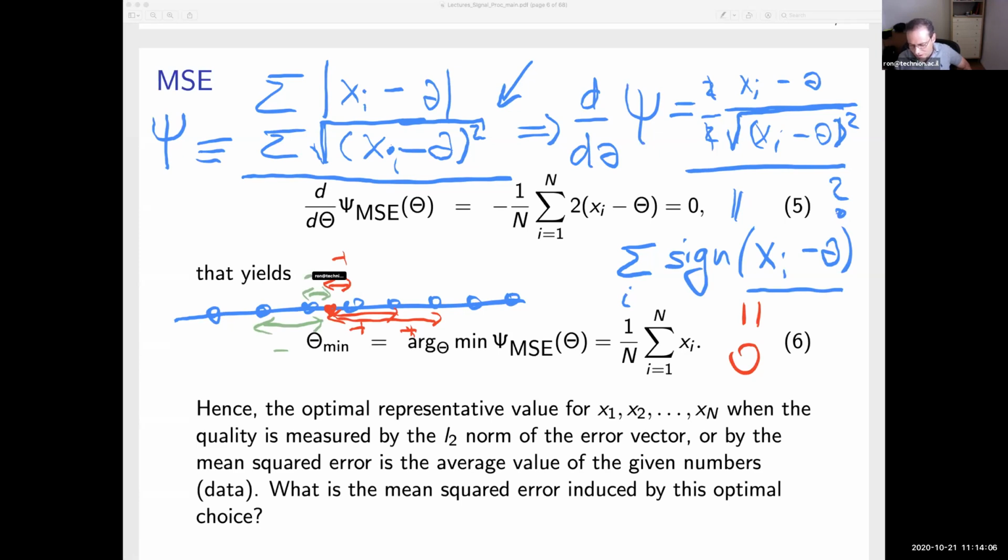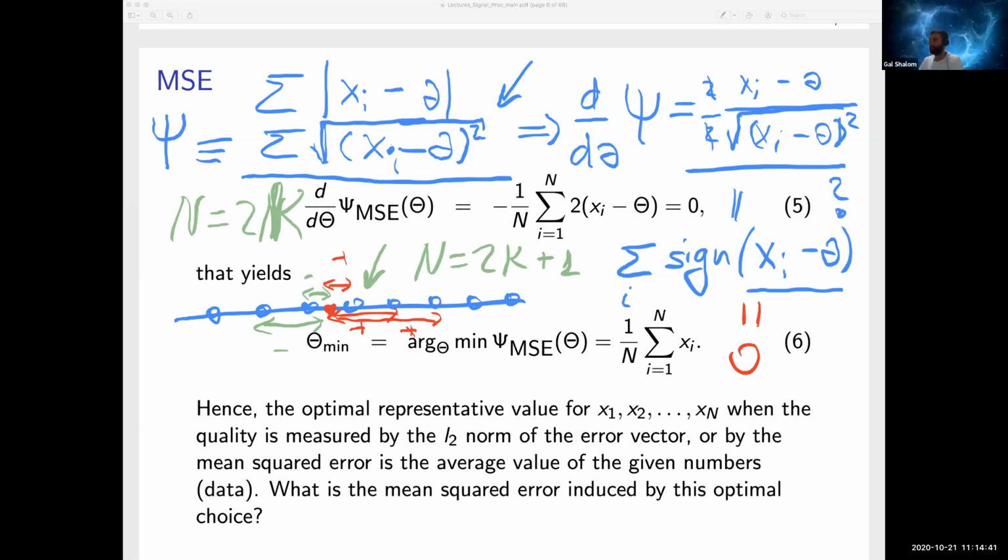Now, in order for all the pluses to cancel all the minuses, you immediately understand what you have to choose. If n equals 2k plus 1, where k is some integer, then what you have to do is choose the median. Now, if n is not an odd number, but rather an even number, what would you choose in that case? Any ideas? One of the two in the middle. Again, I didn't hear. One of the two numbers in the middle.